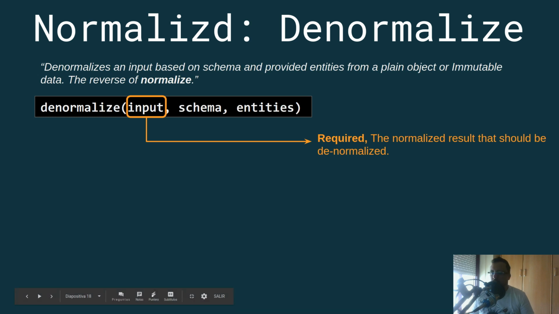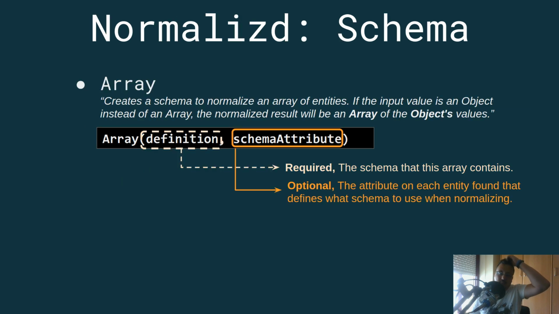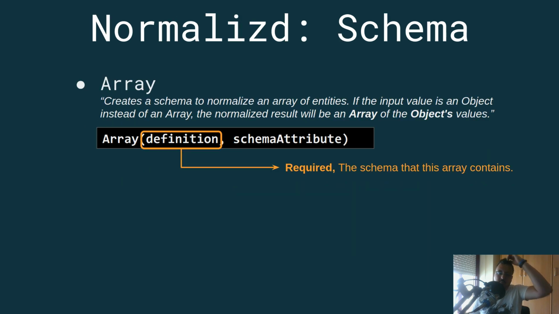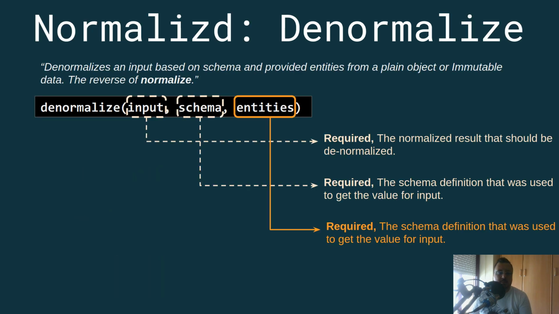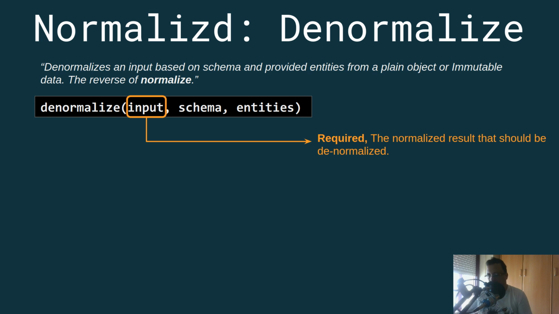So, I should be having an example. Sorry, I just put the examples for the schemas, but not for here. We will see it at the end. And maybe for the PDF I will just change it. Denormalize, it's the other way around.